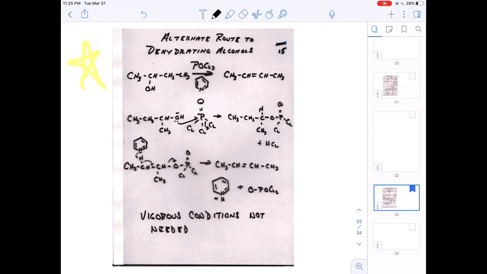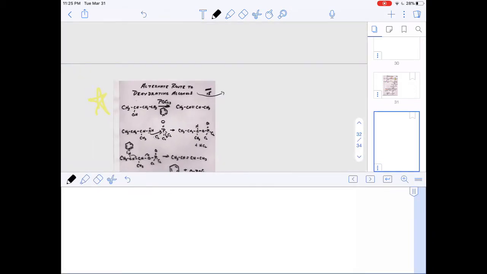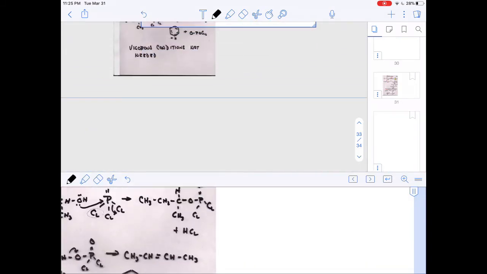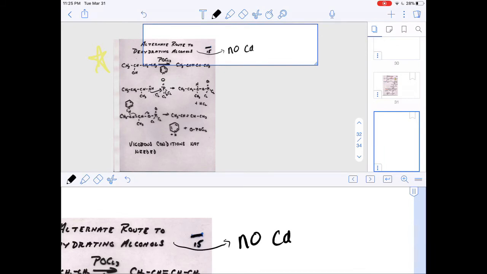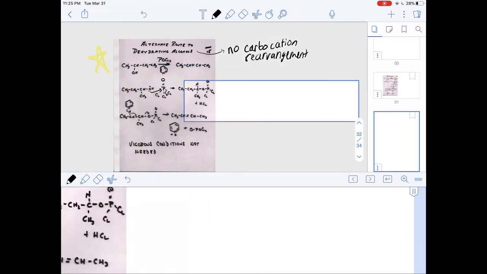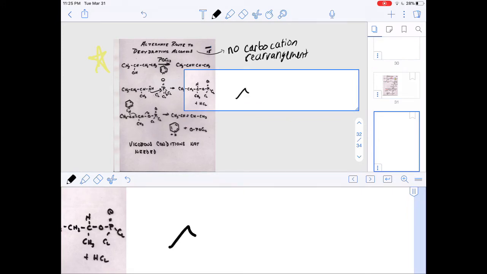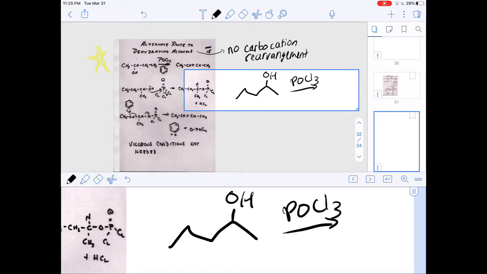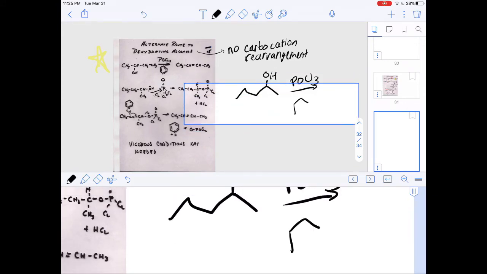So what this does basically is, let me explain this in a way that makes more sense. You won't have the carbocation intermediate in this situation. So this is the way to eliminate any sort of risk of rearrangement. You're going to have no carbocation rearrangement. So this makes this one the more preferred way of dehydrating an alcohol. I'll give you an example mechanism. It's the exact same reaction from before: POCl3 over pyridine.